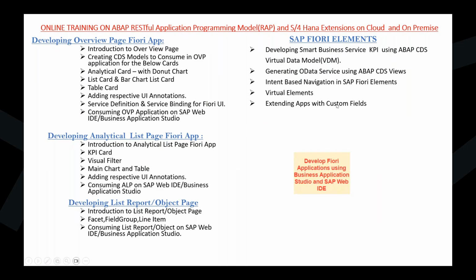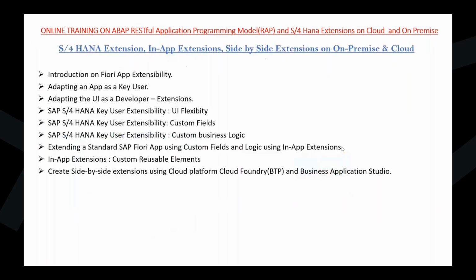Okay, then we will discuss developing KPIs using ABAP CDS views. We'll be generating OData services using ABAP CDS views. Extending standard Fiori apps using the S/4HANA in-app and side-by-side extensions. What do we have in S/4HANA in-app and side-by-side extensions? We have UI flexibilities, custom fields, custom business logic, extending the standard Fiori app using custom fields and custom logic using in-app extensions, custom reuse elements, and side-by-side extensions using BTP and Business Application Studio.